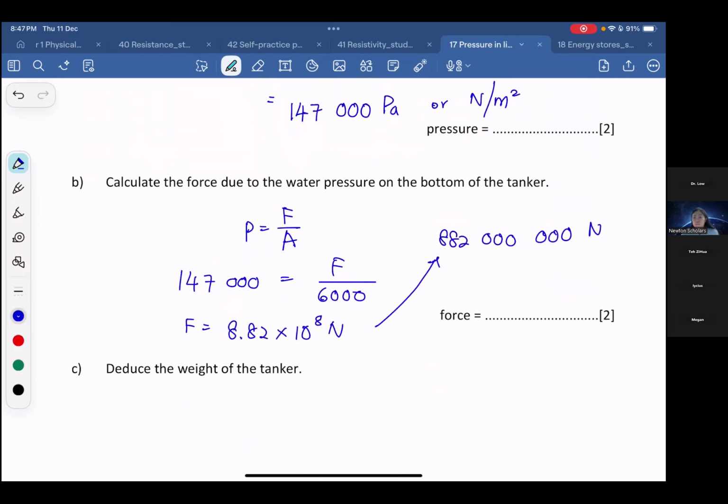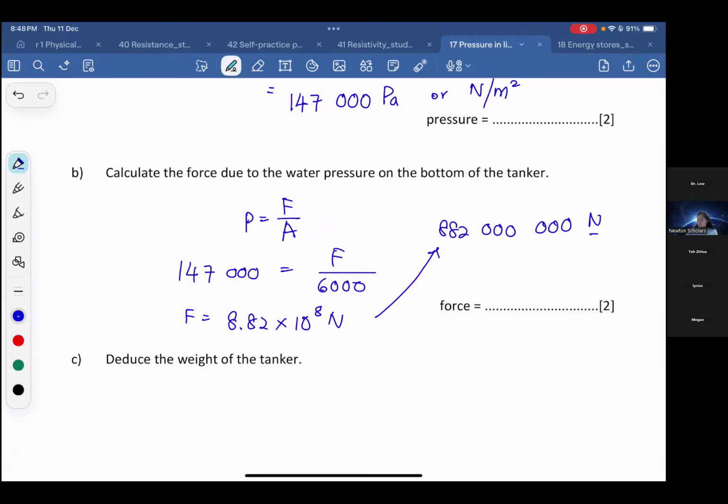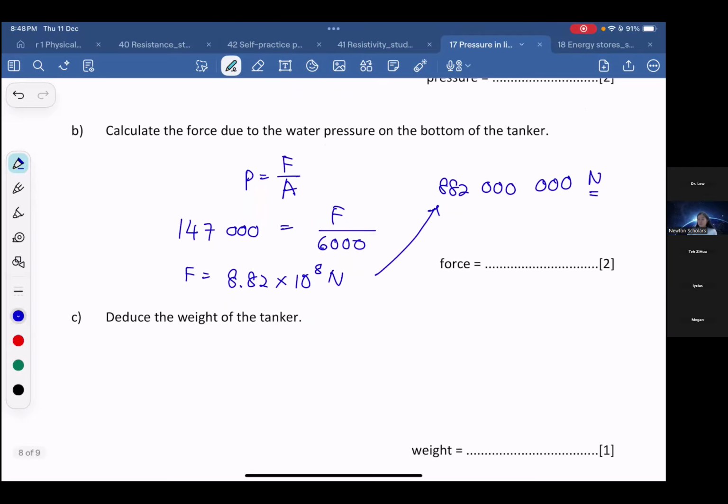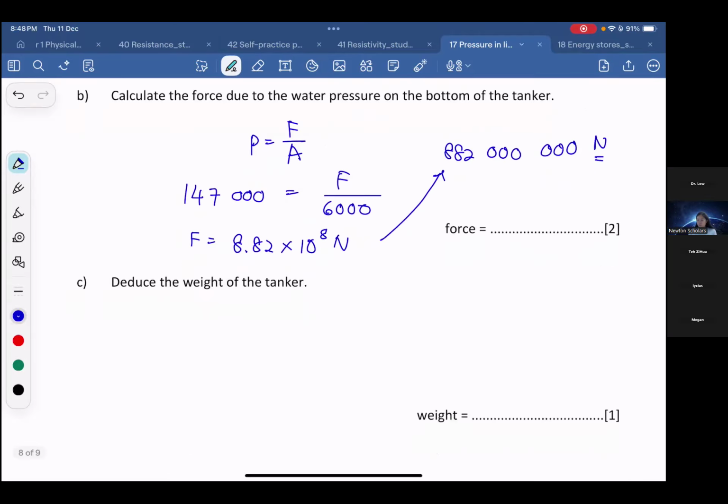Crystal, yes. Megan, how many zeros? Correct, correct. Megan, correct. Unit, dear. Every time, practice to write the unit. Formula, substitution, final answer with unit.